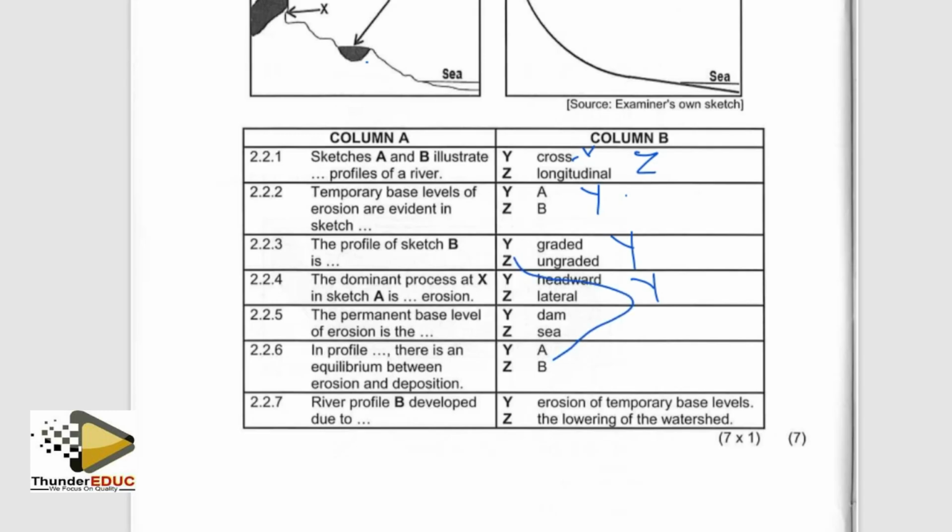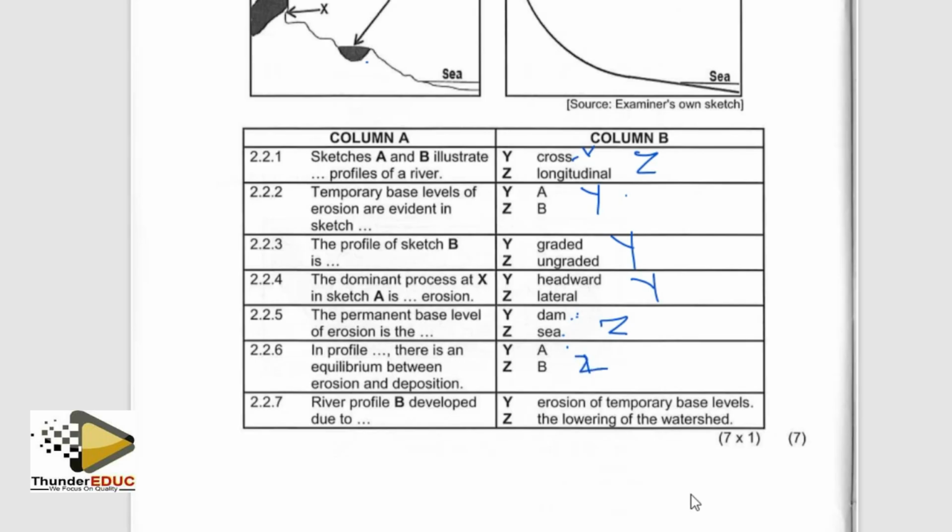We continue, and we are looking at 2.2.5. The permanent base level of erosion is in which one? A dam or a sea? A dam is in a course. So this is temporary, this is permanent. So the sea becomes Z. So in the profile, there is an equilibrium between erosion and deposition, which is graded. And this is the sea. So it is B, which is Z now.